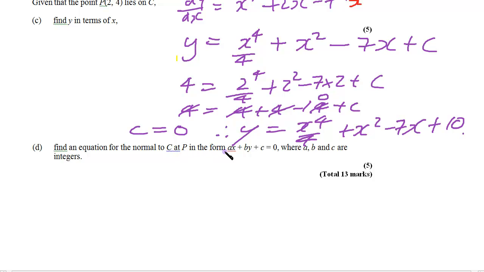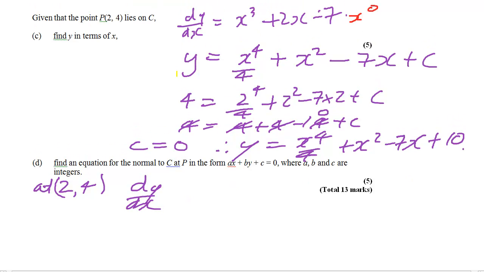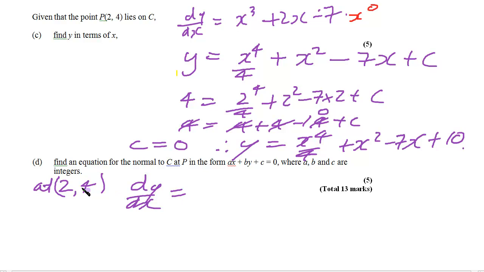Right, now we're going to try and find the equation of the normal to C at P in the form ax plus by plus c equals 0. And it's going to be at P, so it's going to be at (2, 4). And we want to know what the gradient is at (2, 4). So we take dy/dx, which was x cubed, so cube the x, which is 2. So 2 cubed plus 2x, so 2 times 2, minus 7. 2 cubed is 8, plus 4 is 12, minus 7 gives us 5.